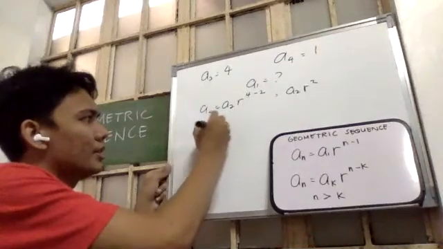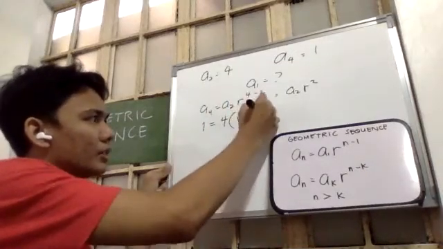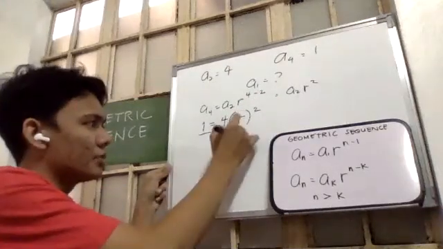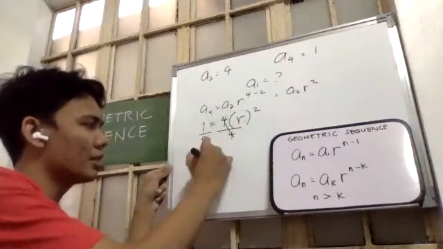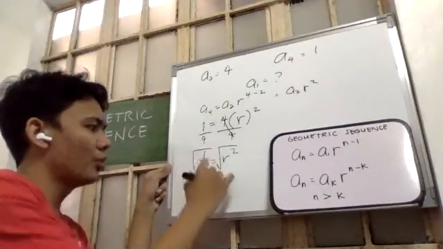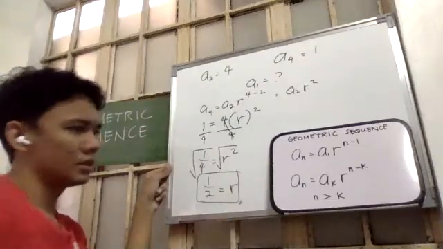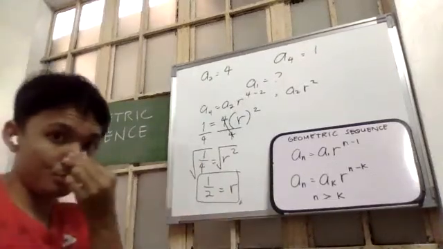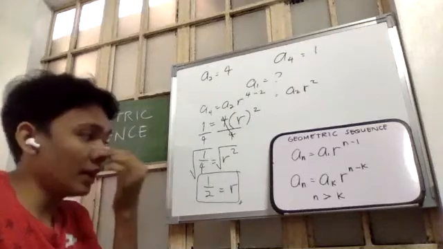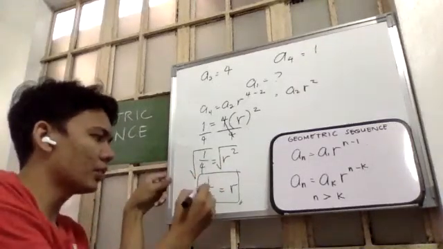Substitute tayo. We have 1 is equal to 4 times, ano yung R nawawala? Squared. So, hinahanap muna natin yung R. So, divide both sides by 4. This will cancel. So, I have 1 over 4 is equal to R squared. Square root both sides. 1/2 is equal to R. Kaso, tandaan nyo squared yan. So, pwede tayong it's either positive or negative.